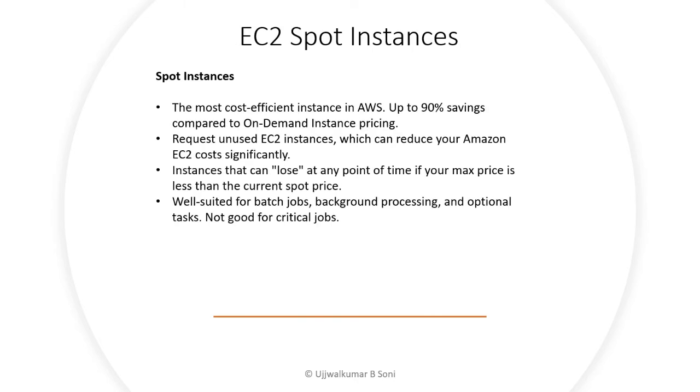Next is the spot instances. These are the most cost-efficient instances in AWS, with up to 90% savings compared to on-demand instance pricing. You request unused EC2 instances, which can reduce your Amazon EC2 cost significantly. Basically, these instances can be lost at any point of time if your max price is less than the current spot price. Okay, and it's very well suited for batch jobs, background processing, and optional tasks. It is not recommended for critical jobs. Okay.